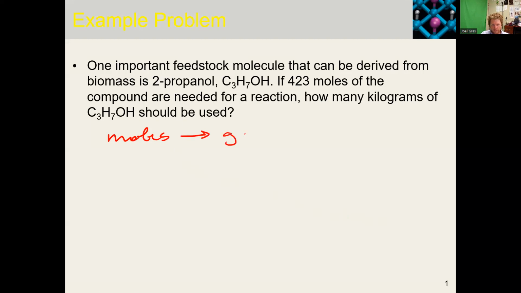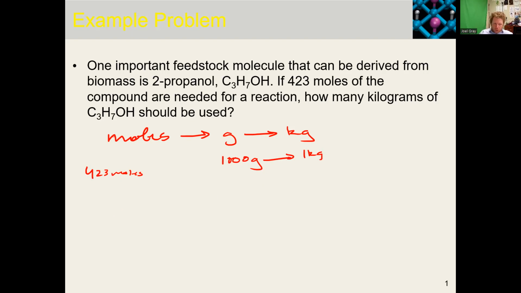So we're going from moles to grams to kilograms. What we need to remember is that there are 1,000 grams of anything in 1 kilogram. Now, we know that we have 423 moles of C3H7OH. We need to get to grams, and subsequently we need to get to kilograms.